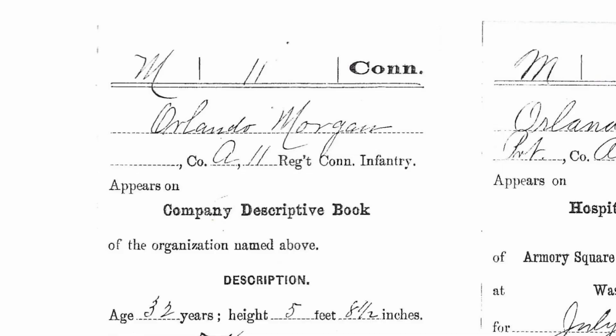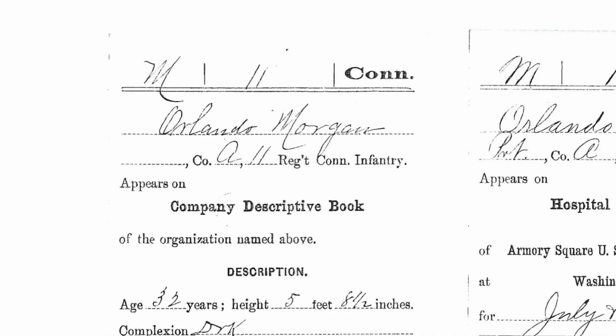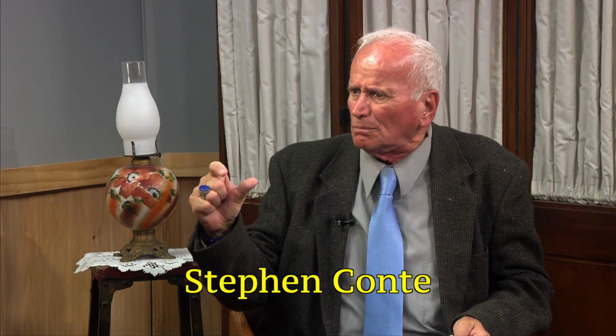And a very good friend of mine lent me some of her records of her great, great grandpa, who was from Connecticut. His name was Orlando Morgan. And we have some copies of the records that were sent to her. I think one is a discharge paper and some other ones as well. And they sent her a complete packet. And I guess it wasn't that much money, I don't think.